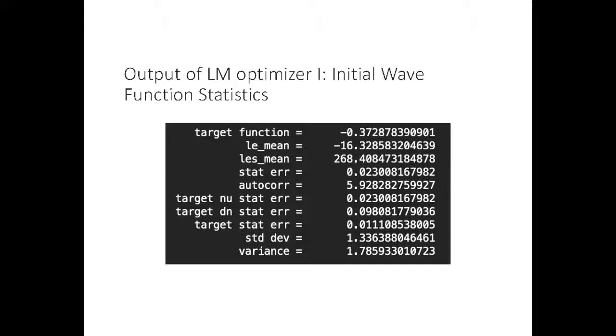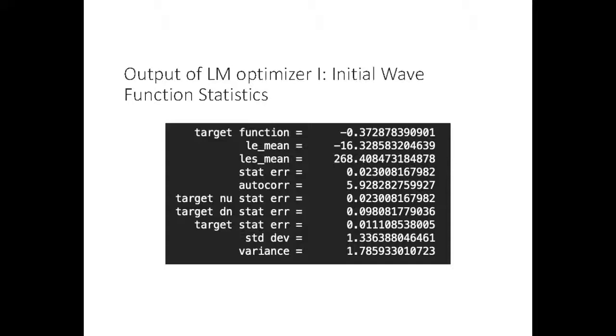And then this is just a simple example output of what the linear method needs to output for you. The first step of linear method output is the initial wave function statistics. So it's going to output the energy, its mean, the energy of the initial wave function without any optimization. And it's also going to output the mean of the square of the wave function. And then this is the statistical uncertainty of the wave function, the autocorrelation time. And if you're doing the state targeting, the excited state targeting, it is also going to output the target function, the big omega value, and the statistics of the target function value.